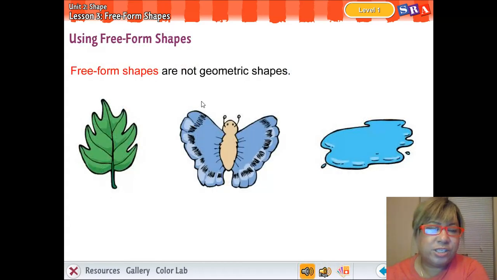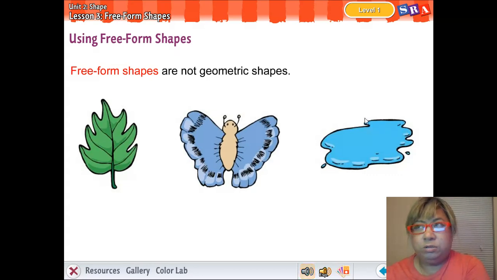Well, let's look again, just in case you're confused about what a freeform shape is. A freeform shape is a shape that's not geometric. It's a leaf, because that's not a square, a rectangle, or a triangle. This is a butterfly or a moth. That is a freeform shape. And then, of course, a splatter or a blob or a puddle, not a square, rectangle, triangle, or an oval, though we call that a freeform shape.